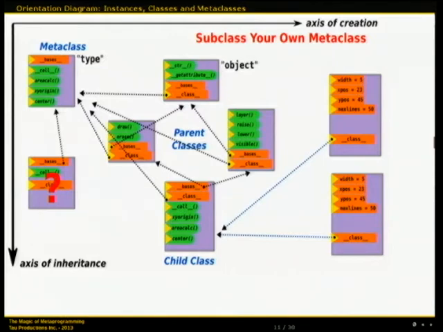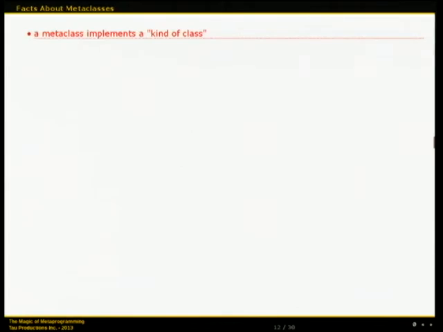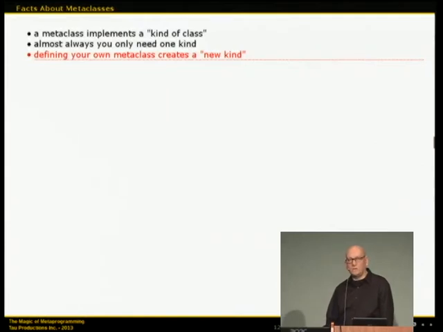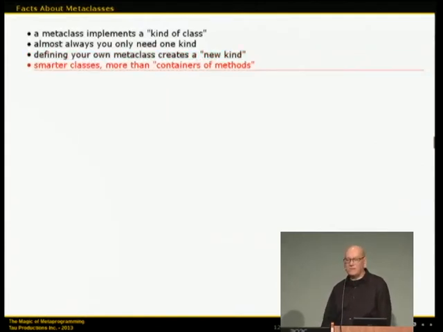Now most metaclasses are pretty simple. I mean, there's only one type of class, but if you wanted to subclass it, you can get fancier. So a metaclass implements a kind of class. Almost always you only need one. You can go through your whole programming life never needing a metaclass. It creates a new kind of class, new kind of thing. And it basically makes smarter classes.